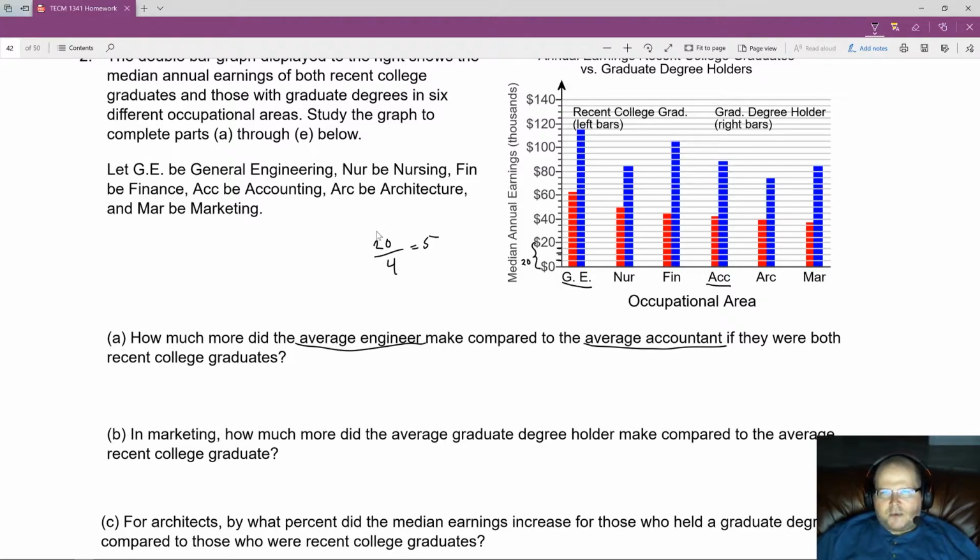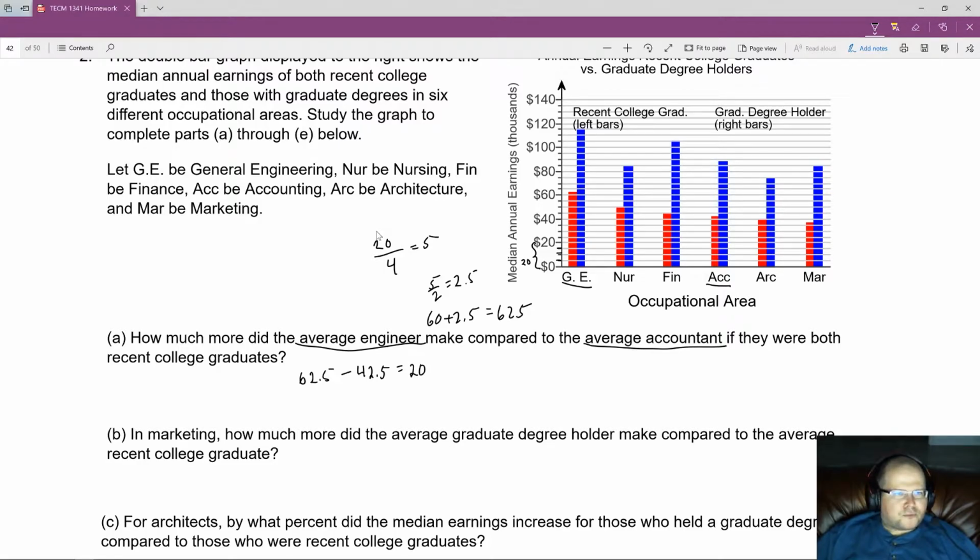And what that means is we're going from 20, 40, 60, and then we have to add in a little bit of a half there, right? Well, half of 5 is 2.5. So 60 plus 2.5 gives me 62.5. So the engineers made 62.5. Now, we want the average accountant. Okay, so let's go and look at that one. So straight across, it looks like there's 40 right there. That's the last one that's labeled, 40, but it's half again as much. So just like the other one, 40 plus 2.5, so we're going to get 42.5. And the difference between 62.5 and 42.5 is 20.